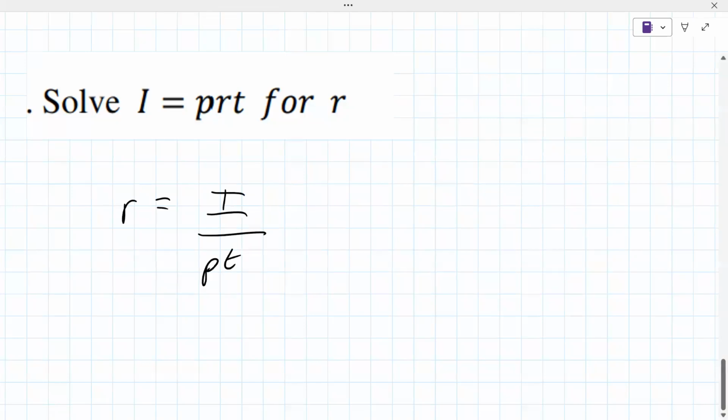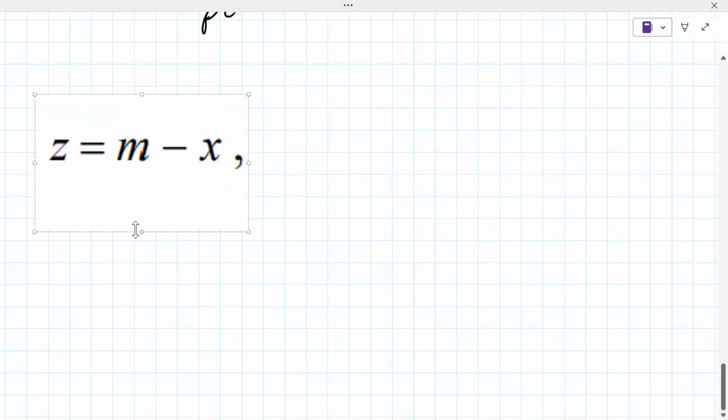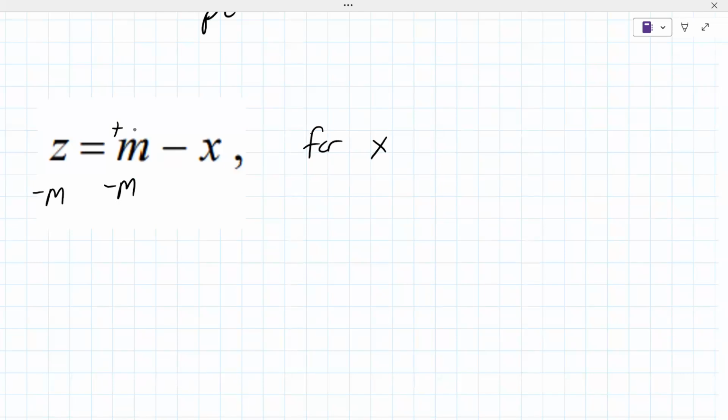Very good. Okay. So let's try one that's just a tiny bit more difficult here. This one's just a little bit more awkward. We're going to solve this for x. So now x is right here. Is the m positive or negative? The M is positive. So you undo it by subtracting m from both sides. So this is z minus m equals negative x.